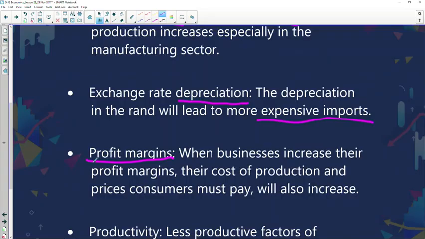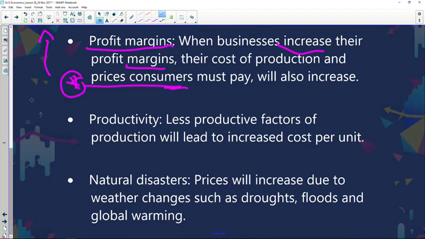Also looking at issues around the profit margins that exist. When businesses increase their profit margins, their cost of production and the prices that consumers pay will also increase. Okay, so we know that consumers are always very skeptical when it comes to paying high prices, or they often complain about paying these high prices because businesses and firms want to hike up their profits. So in order to achieve that, they will have to increase the price of the products that they offer.